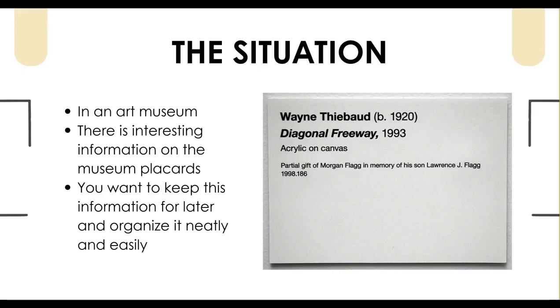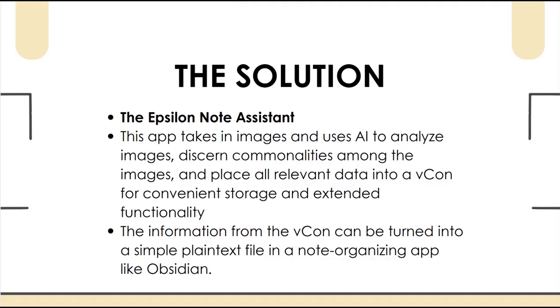Using vCons in combination with AI could make a use case like that a reality. The Epsilon Note Assistant does exactly that. It takes in many different images, contextualizes those images using AI, and organizes the relevant data into vCons, so that the information is easily accessible and extensible. The information in the vCon can be presented in simple plain text, which is perfect if using a note organizing app, such as Obsidian.